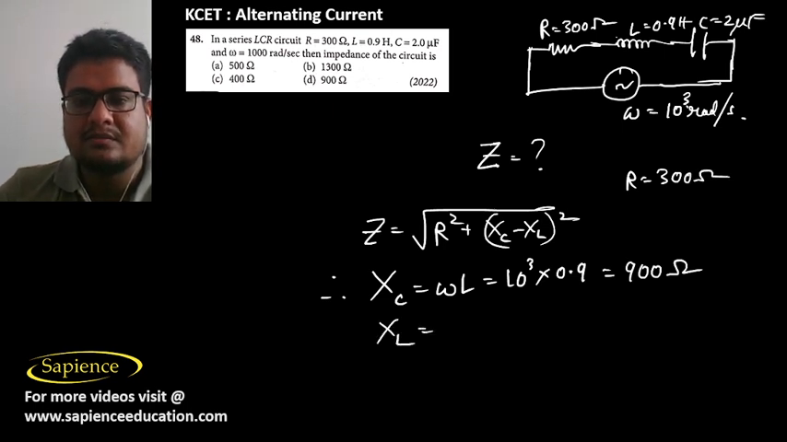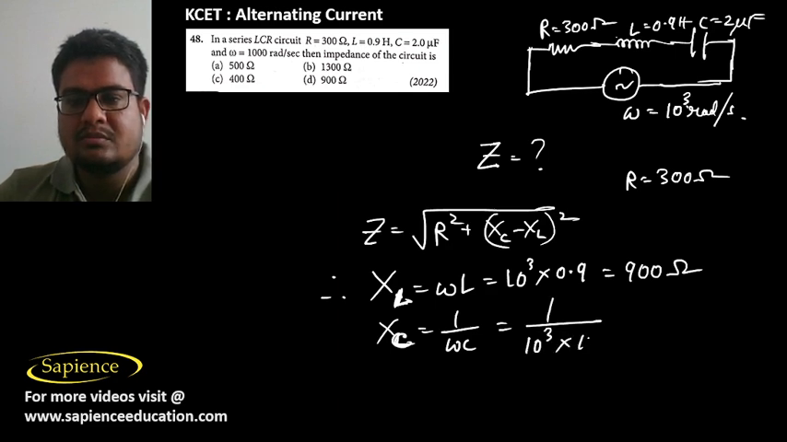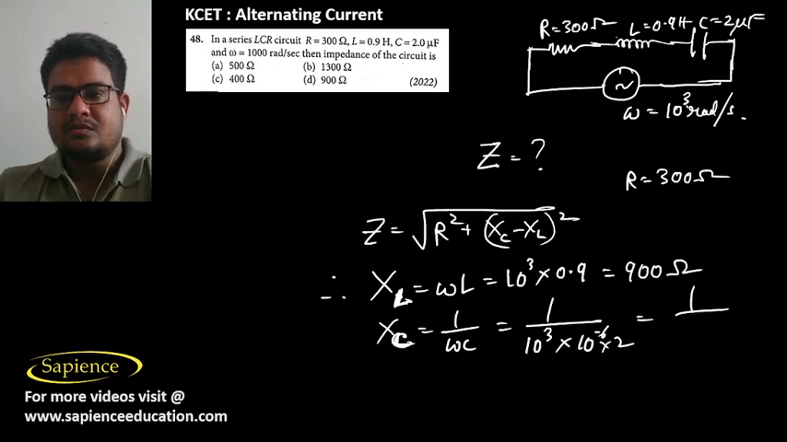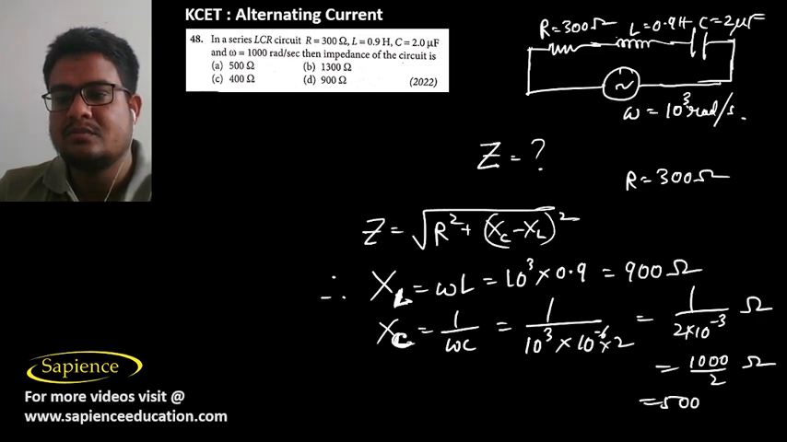XL is the inductive reactance, and XC is the capacitive reactance, that is 1 by omega C. That is 1 by 10 power 3 into 2 into 10 power minus 6. So this will be equal to 1 by 2 into 10 power minus 3, that is 10 power 3 by 2, 1000 by 2, 500 ohm.